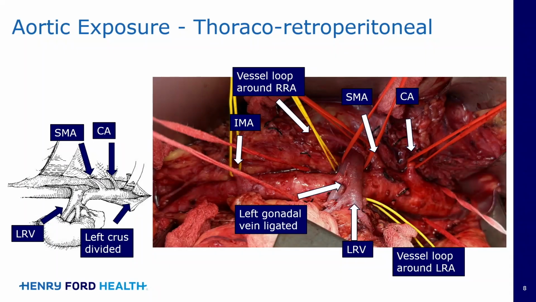And then this is followed by meticulous dissection of the SMA, and you want to make sure you ligate all the lymphatic tissue because you don't want to have a post-op chyle leak. And finally, the distal end of the aortotomy that you perform is at the level of the left renal vein. So you want to be able to mobilize that left renal vein by dividing all of its branches, which includes the left gonadal vein, the lumbar, and the adrenal.